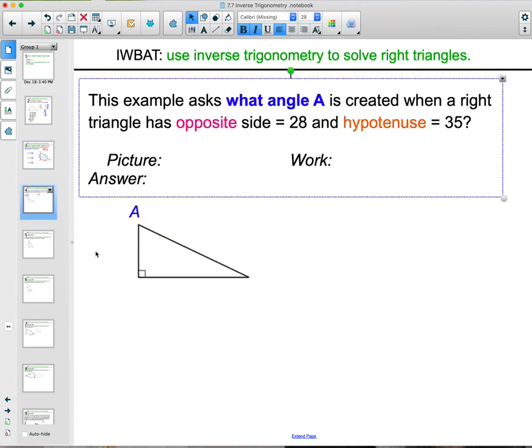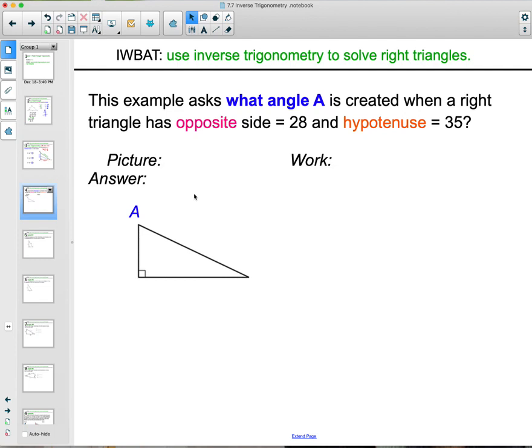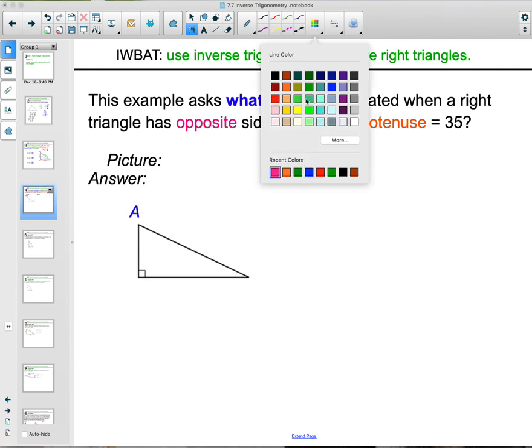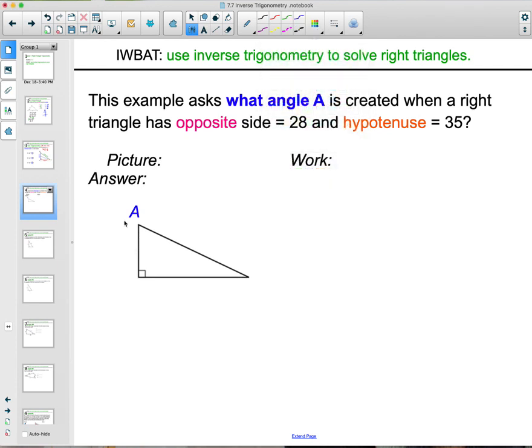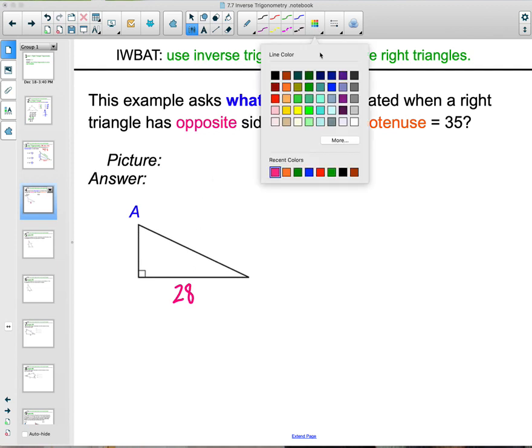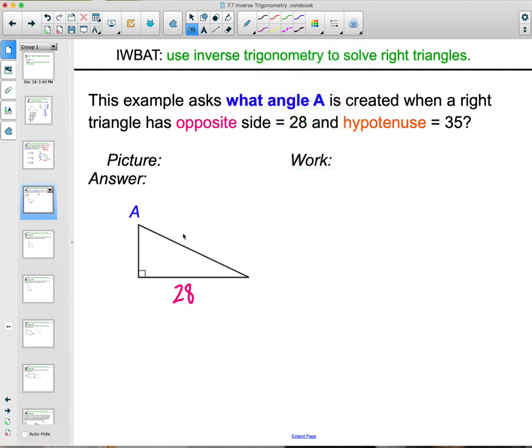In this example, it says, what is the measure of angle A when the right triangle has an opposite side of 28 and a hypotenuse of 35? Remember that the opposite side is directly across from the angle. So we have A here, so opposite is going to be 28. And then the hypotenuse is always directly across from the 90, so this hypotenuse is 35.